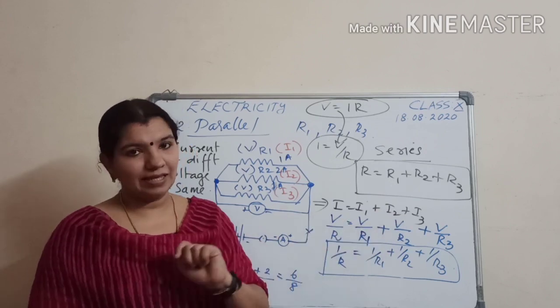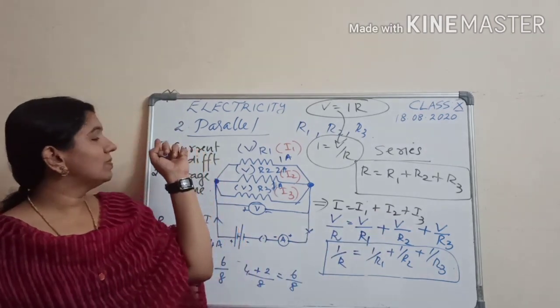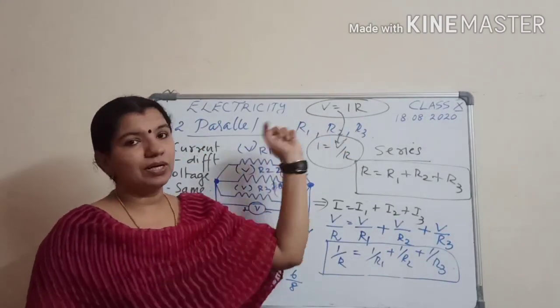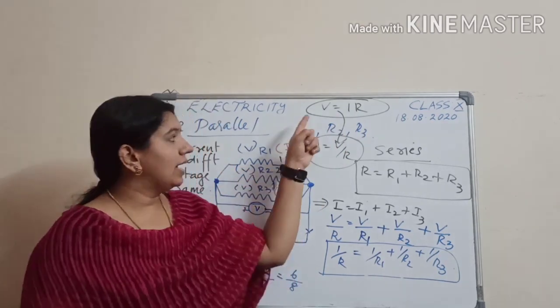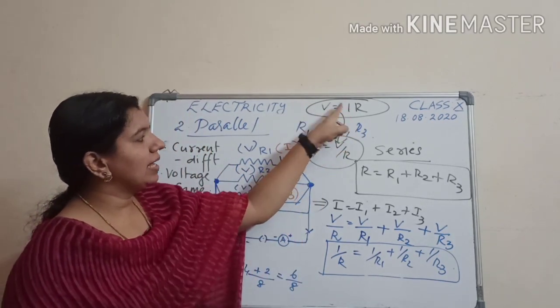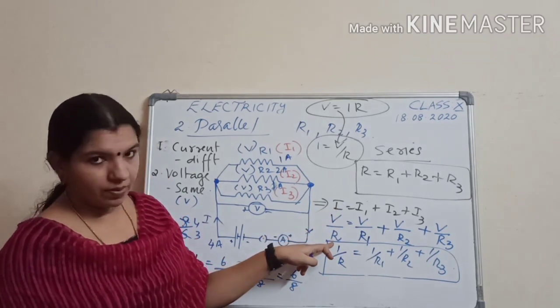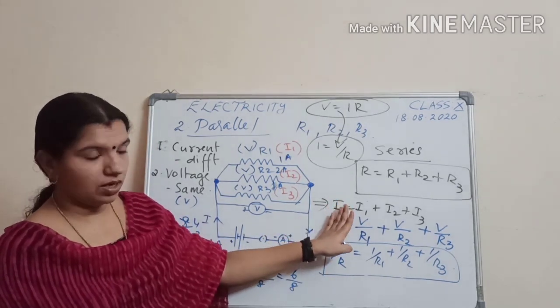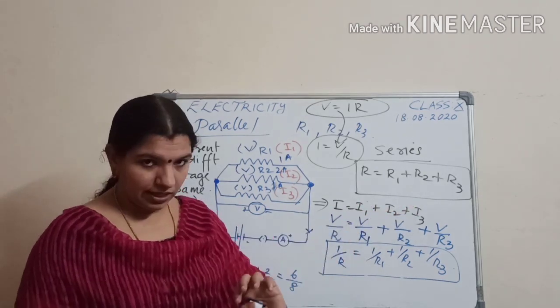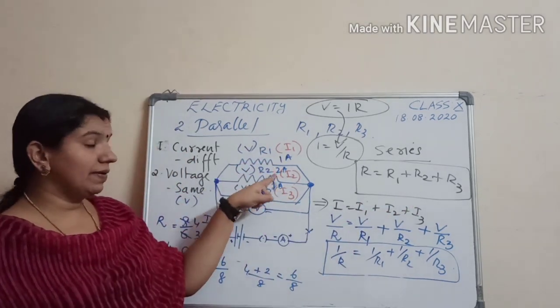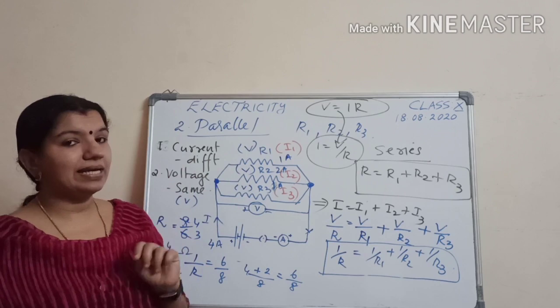plus I2 plus I3. Now by Ohm's law, what is the expression? V is equal to I into R. And from this expression, I equal to V by R. So I wrote V by R. This is general expression only. Now for I1, I2 and I3, you know that even though current is different, voltage is same.